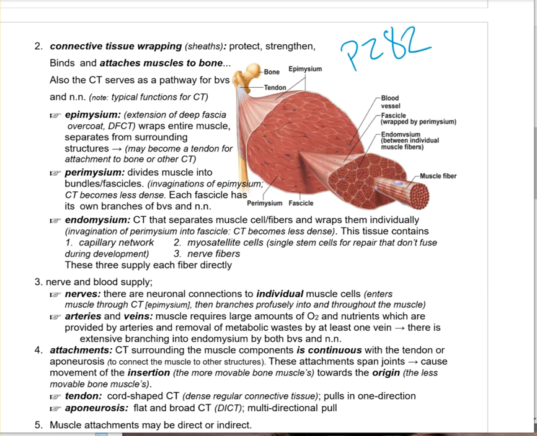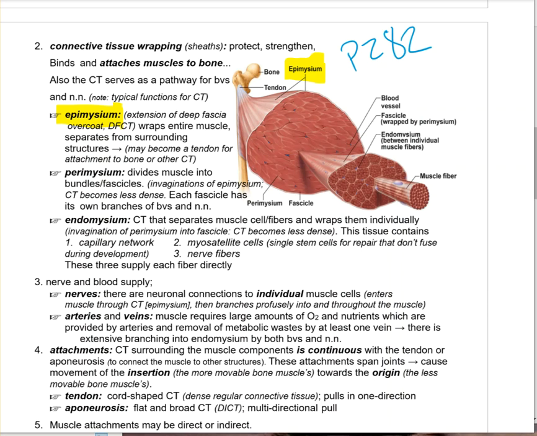So we're going to look at the 3 different layers or wrappings of connective tissue that go around the muscle. All right, and we're going to start from the outside and go inside, okay? And so the first one is the epimysium. Let's put it on highlighter. Now, if you look at the picture, you can see that the epimysium kind of goes and forms the tendon that attaches to the bone.